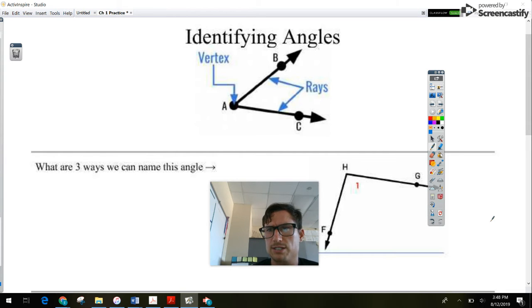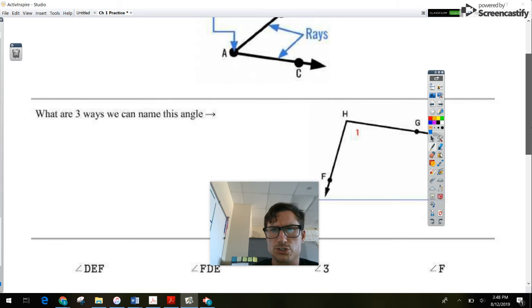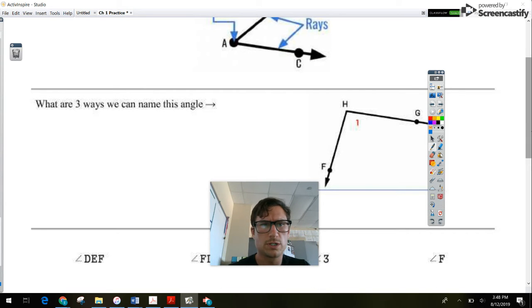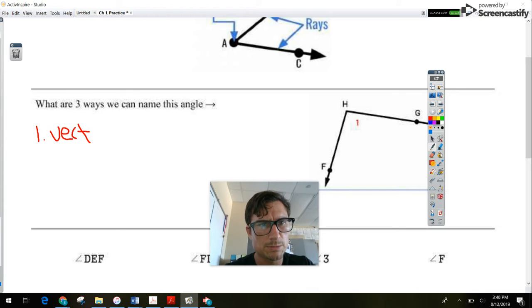All right, let's get some math done. So identifying angles here. There's 3 ways that are important. It's actually 4. So the first way you can name an angle is by the vertex. So remember the vertex, guys.